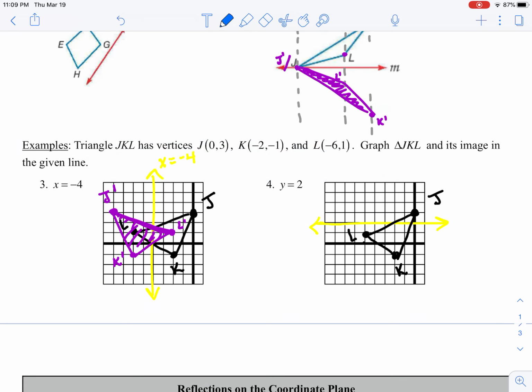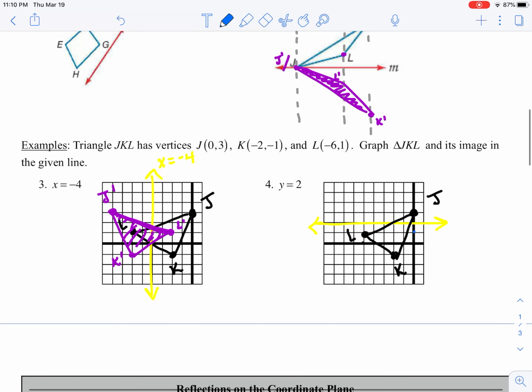For question number 4, we're going to do the same idea. We're still working with triangle JKL, but this time we're reflecting over the line y equals 2. Y equals a number always creates a horizontal line. This time when we measure at a perpendicular, we're measuring vertically. So I'm going to count how far J is above the line of reflection. It's only 1 space above. So J prime will be 1 space below the line of reflection.